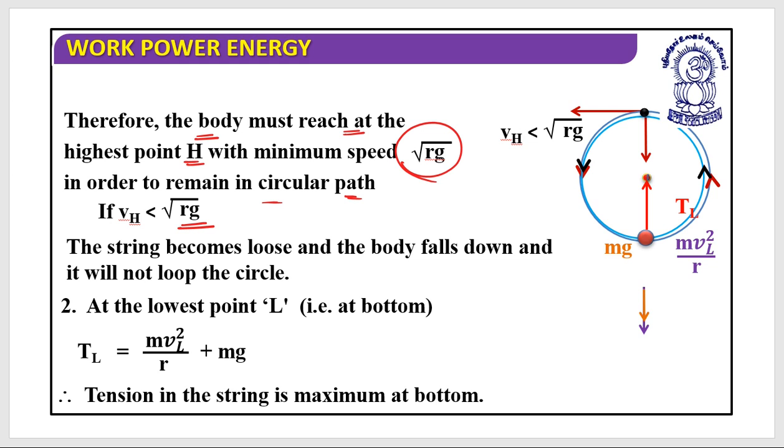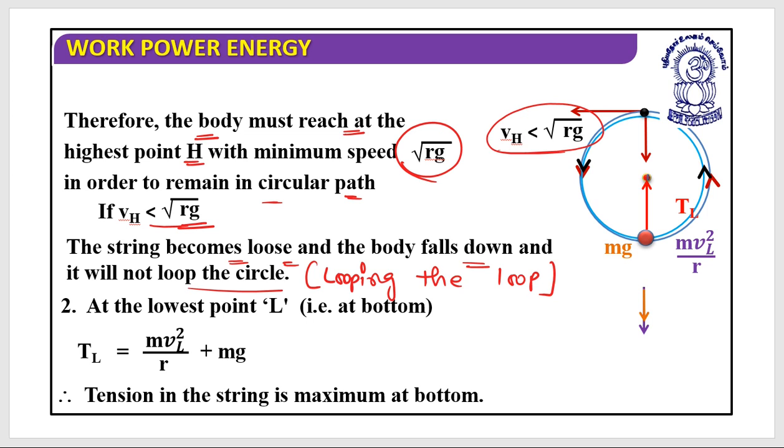If vH is less than root rg, the string is going to slacken and the body falls down and it will not loop the circle. We will call this looping the loop. So at the highest point the string is going to slacken and the body will fall down, and it is not going to loop the loop.